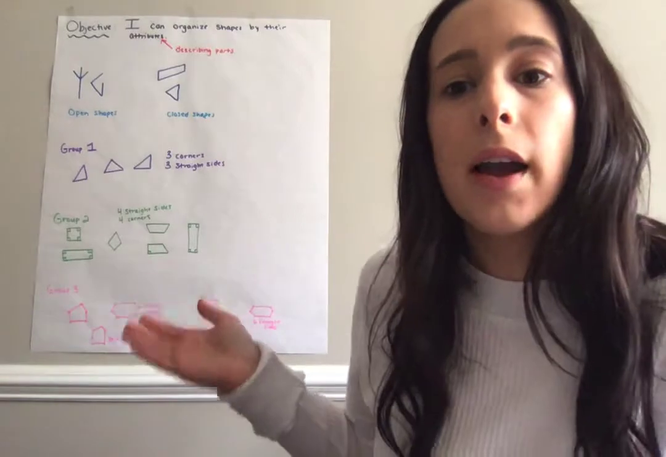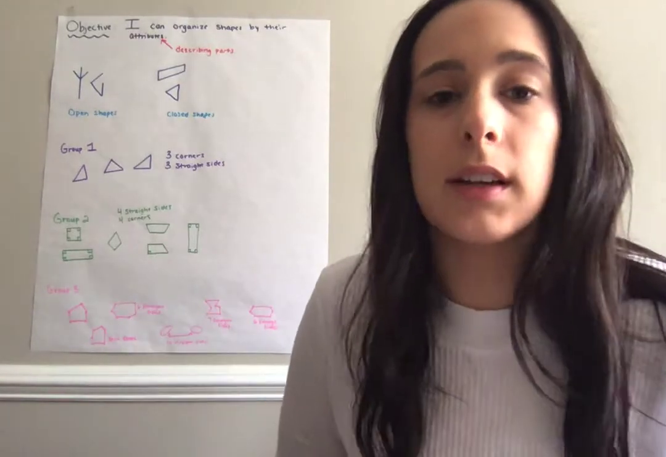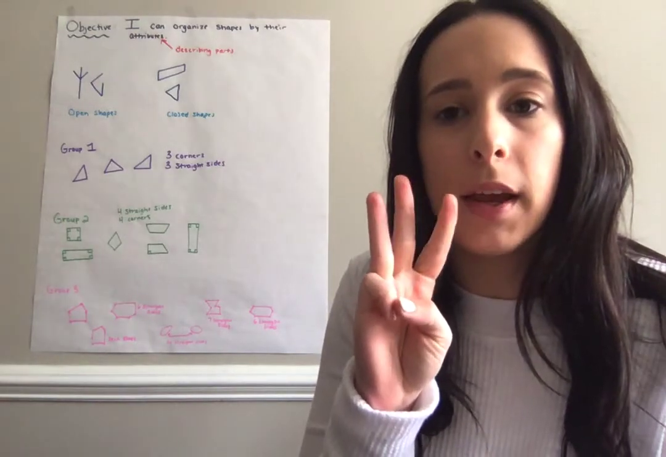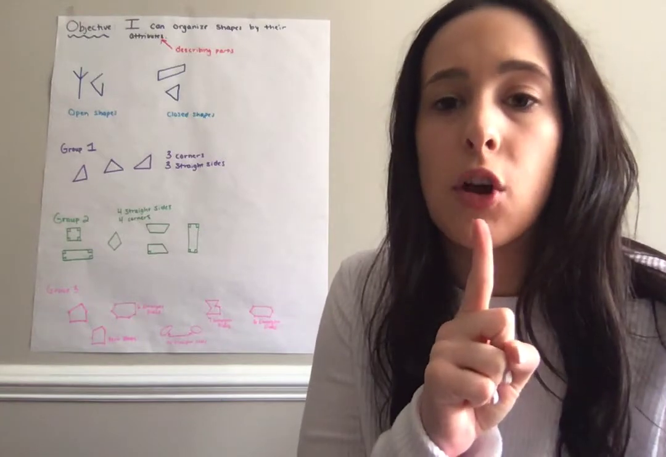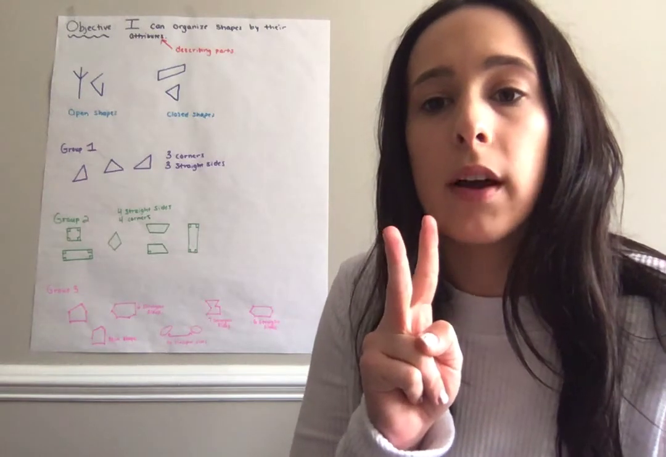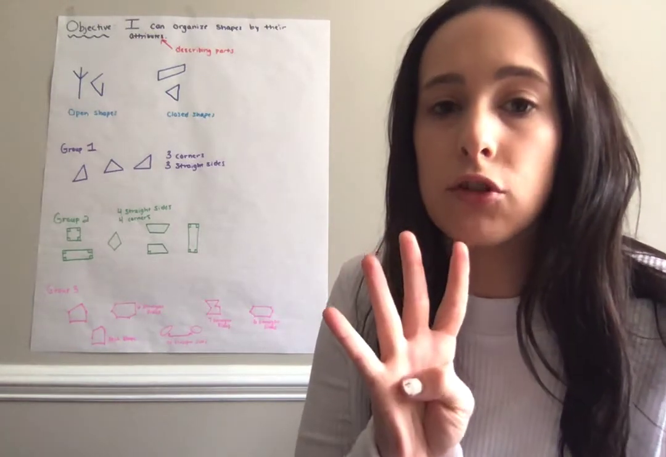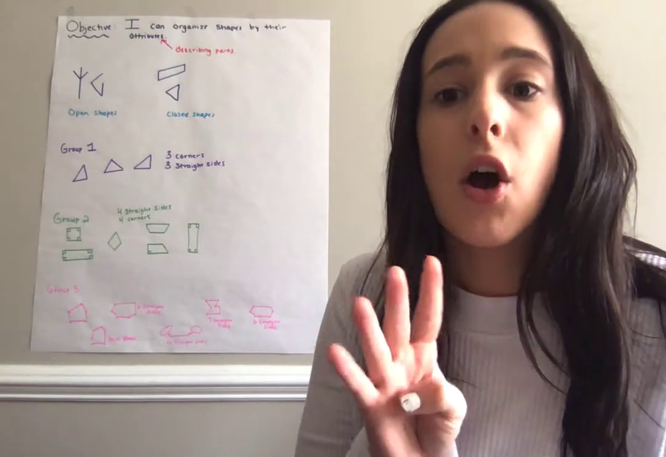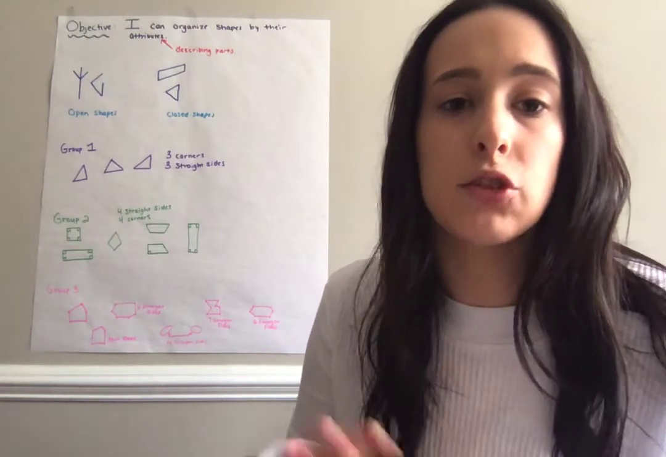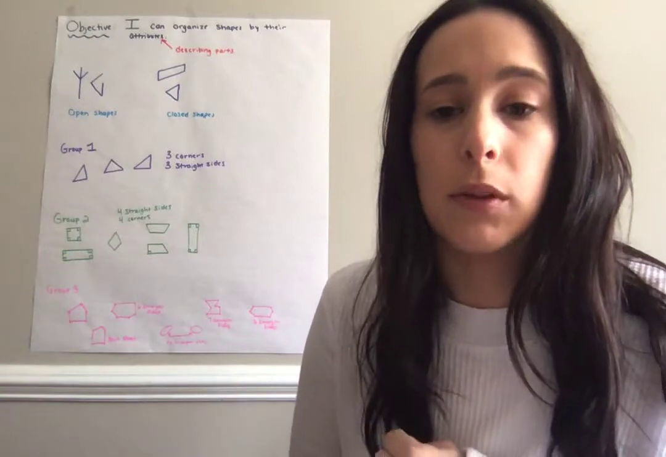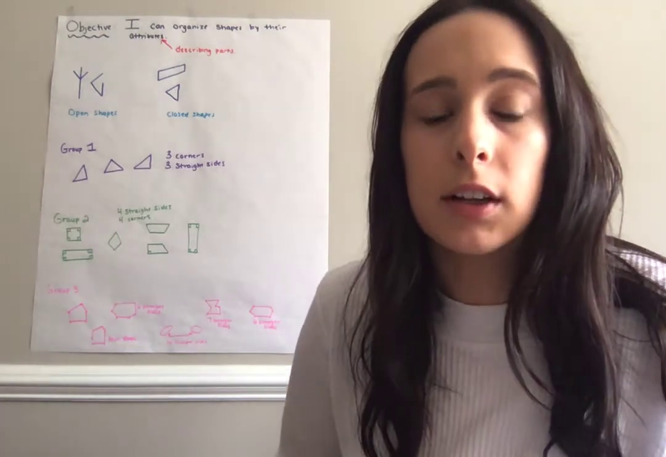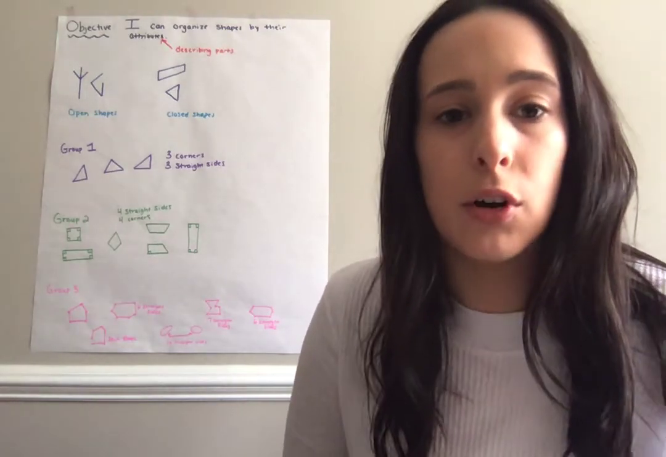I have a poster up here that goes over what we did yesterday. So I have our open shapes, our closed shapes, and then our 3 different groups we made. Our first group was closed shapes with 3 corners and 3 straight sides. Our second group was closed shapes with 4 straight sides and 4 corners. Our last group was a mix of shapes. So we had open shapes, closed shapes, shapes with no straight sides, and shapes with 5 straight sides, 6 straight sides, and 7 straight sides in that group. Today we're gonna go over the names of some of these shapes and we're gonna label our chart.